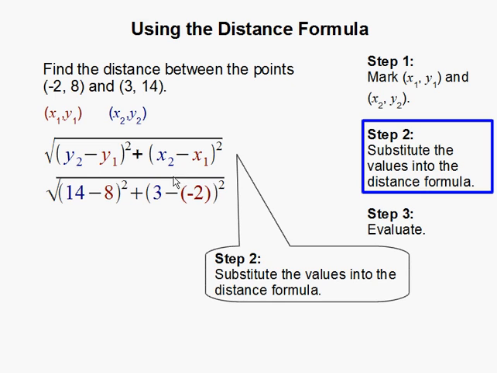Now once we have our distance formula, we just simply substitute in the x1, y1 values and x2, y2 values. So y2 minus y1, y2 is 14, and y1 is 8, so 14 minus 8. x2 minus x1, x2 is 3, and x1 is negative 2. Now you gotta be careful here because it's x2 minus x1, so you're subtracting x1, and x1 is negative 2, so you subtract negative 2. Now this is a very important step that students tend to make the mistake of ignoring the negative.